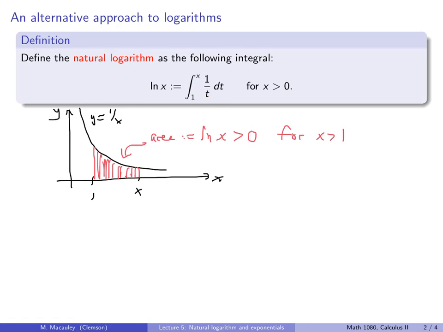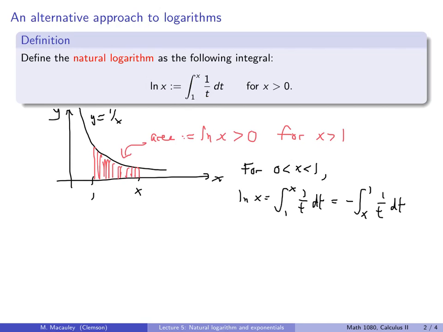Okay, so what about x less than 1? Notice that when x is between 0 and 1, the natural log of x is defined to be, just using our same definition, the integral of 1 over t dt, and that's equal to negative the integral from x to 1 of 1 over t dt.